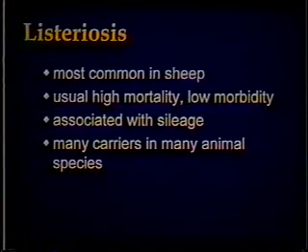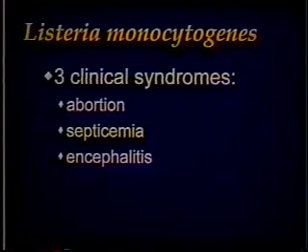Characteristically, the disease is more commonly seen in sheep and is often associated with the feeding of spoiled silage. The mortality rate is very high in this disease, but the morbidity rate is usually very low. In other words, not very many susceptible animals will in fact show clinical signs. There are 3 clinical syndromes of the infection, and it may cause an abortion. Incidentally, it may also cause abortions in women.